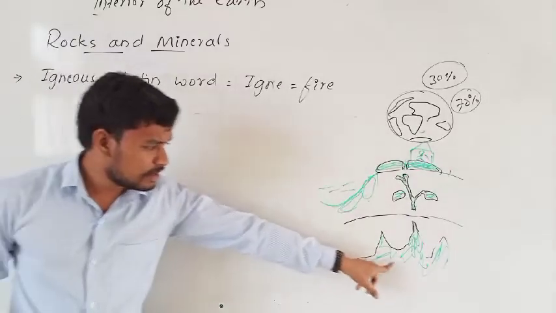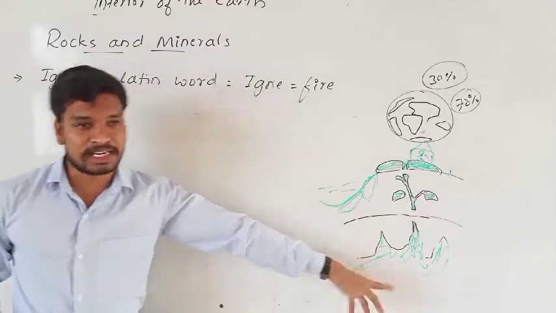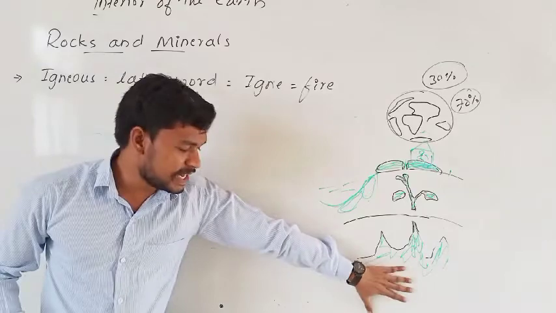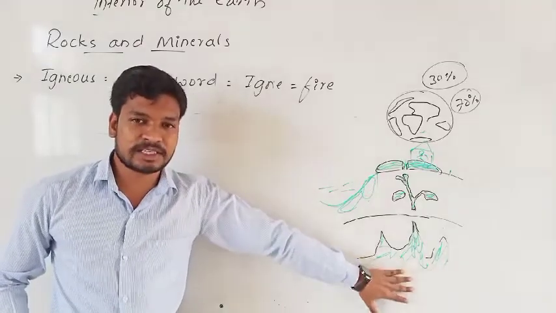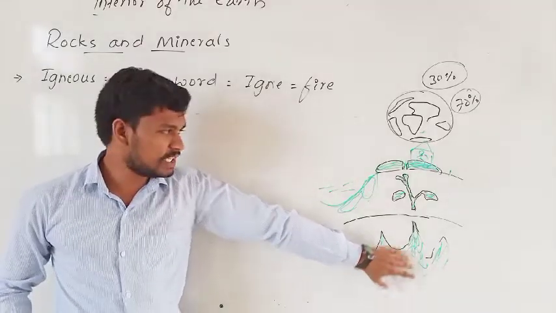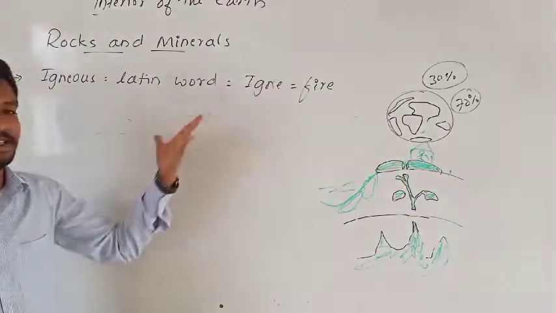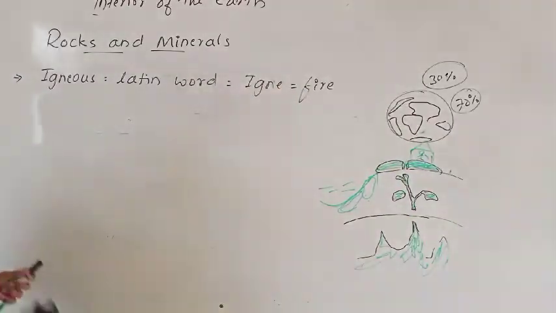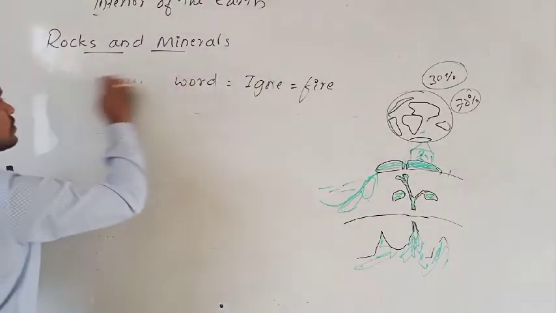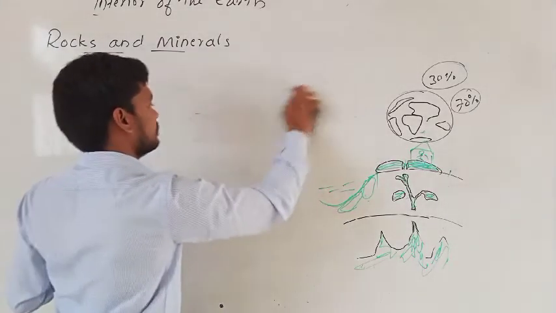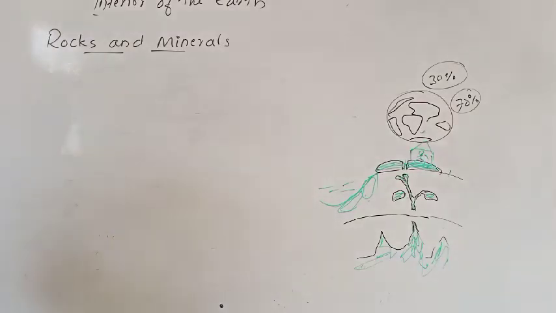Fire, what is the fire? The core, what we have, magma, it's a fire actually. It's a fire with high density, high temperature, high pressure. So when the fire comes out of the surface, it will cool and solidify. It's called igneous rock. In Latin, it's called igni, fire. In English, we term it igneous rock.